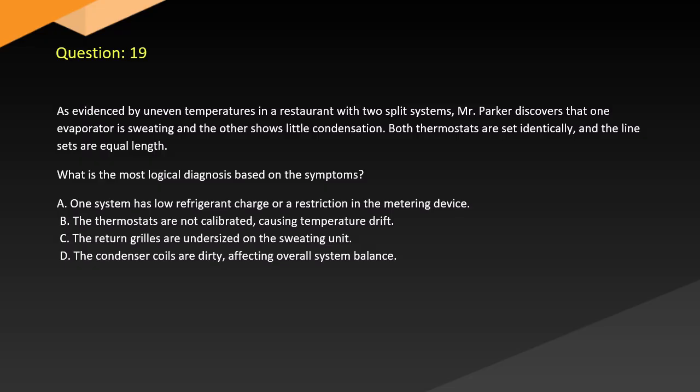A. One system has low refrigerant charge or a restriction in the metering device. B. The thermostats are not calibrated, causing temperature drift. C. The return grilles are undersized on the sweating unit. D. The condenser coils are dirty, affecting overall system balance.